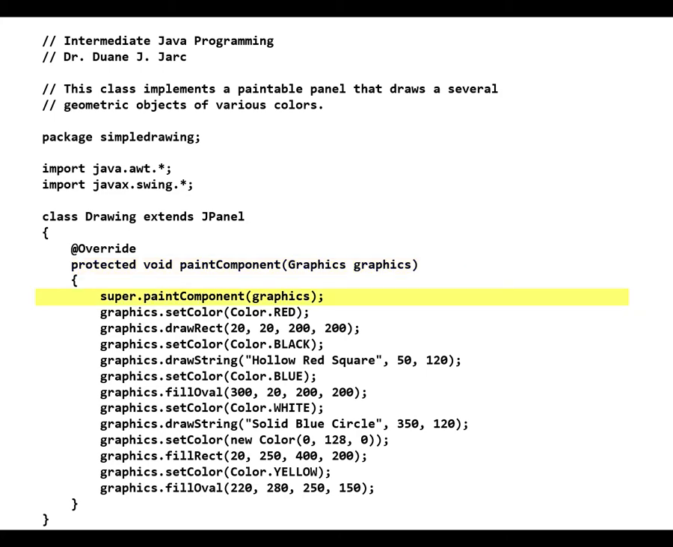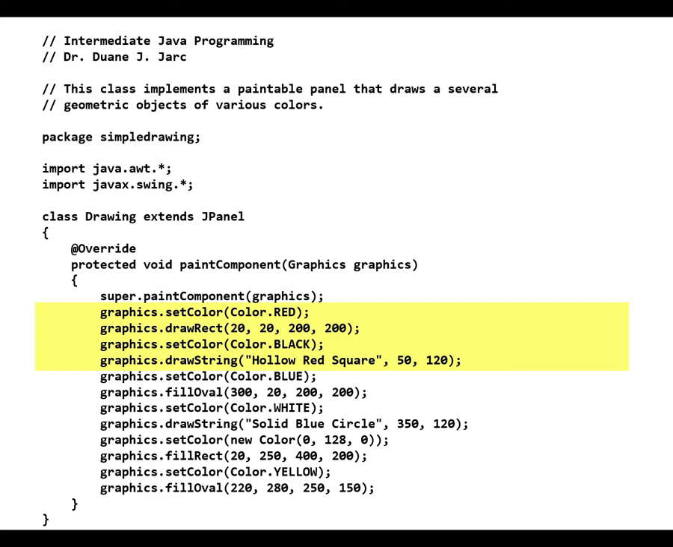The first statement must be a call to the paintComponent method of the JPanel class. The Graphics object that was passed to the paintComponent method must be passed to the method it is overriding. This step is very important. Failing to do so will leave whatever was painted on the panel still visible, which is not desirable.